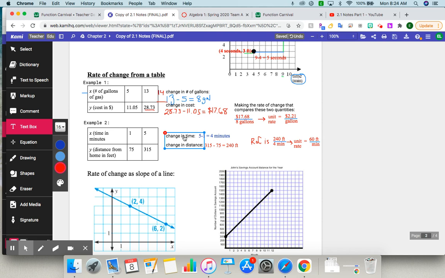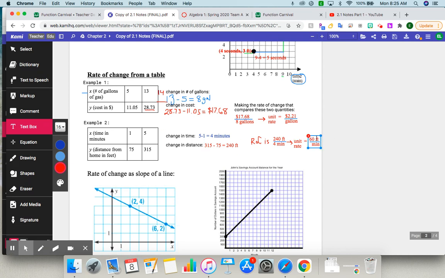So our change in our input, aka change in time, is 5 minus 1, giving us a change of 4 minutes. Our change in output, aka our change in distance, is 240 feet. Therefore, our rate of change is 240 feet divided by 4 minutes. Or we would say 240 feet per 4 minutes, but then the unit rate can be found by taking 240 divided by 4. So we would say 60 feet per minute.